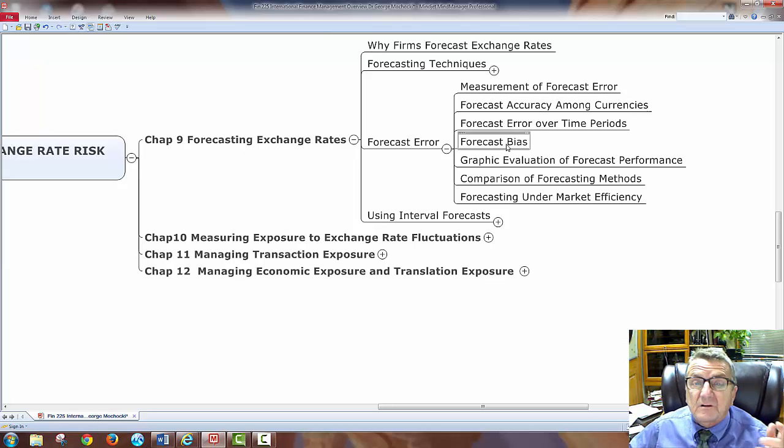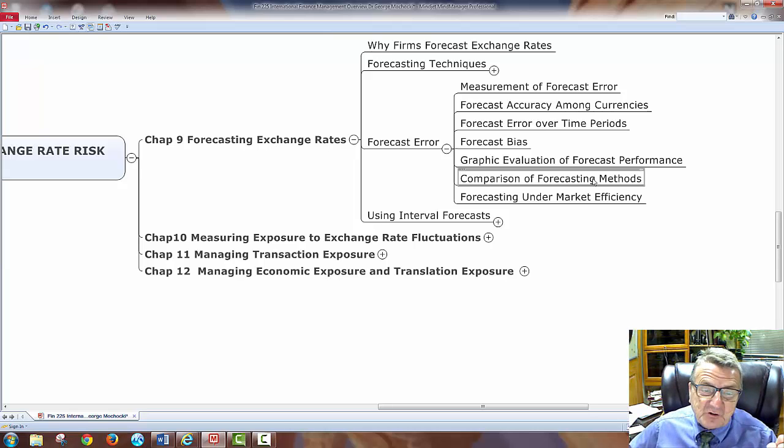What are some forecast biases? Where am I getting information from? Graphic evaluation, performance, and comparison of forecasting methods. Which one works well for this market, and which one works well for that market? Some are better than others, depending on where you get the data.